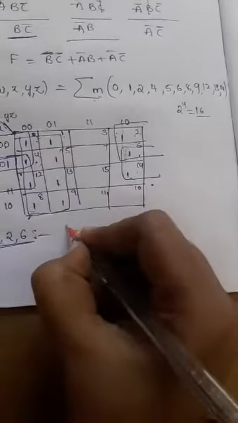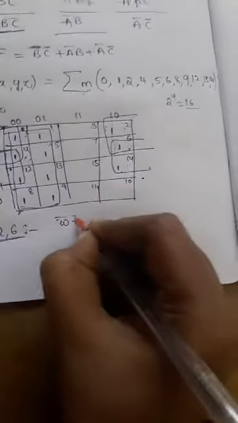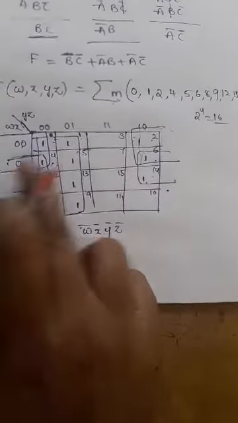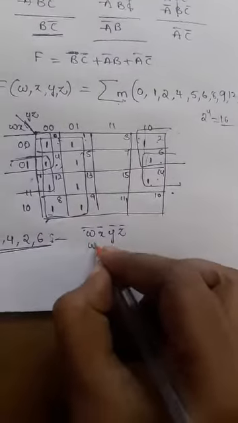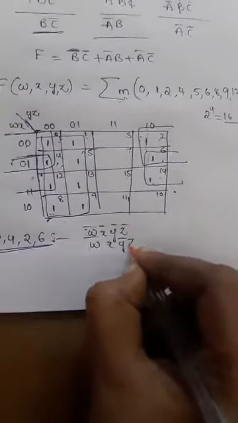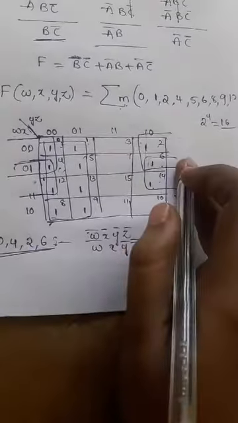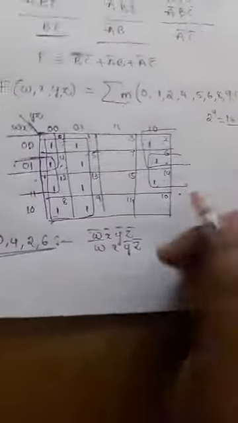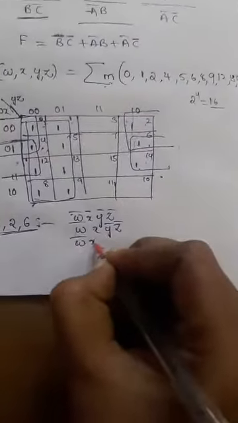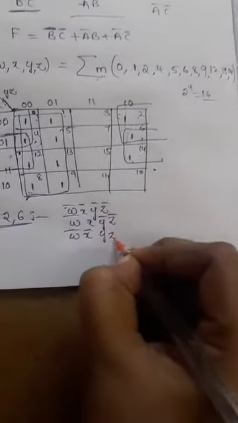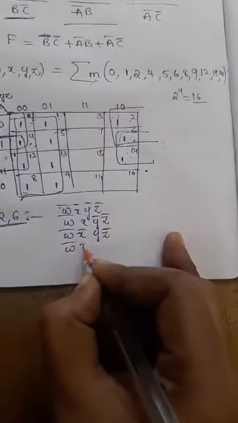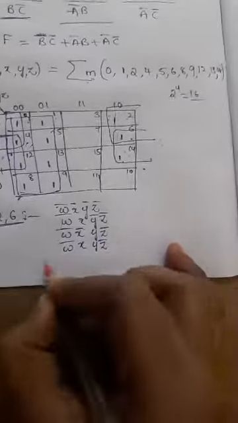Okay, so the 0 cell is nothing but W complement, X complement, Y complement, Z complement, all will be zeros. Next one here is 0 1 0 0. So that means W complement, X, Y complement, Z complement. Now coming to 2 and 6. So 2 is nothing but 0 for the row and the column is 1 0. So that means W complement, X complement, Y, Z complement. Now coming to the 6th, that means 0 1 1 0, W complement, X, Y, Z complement.